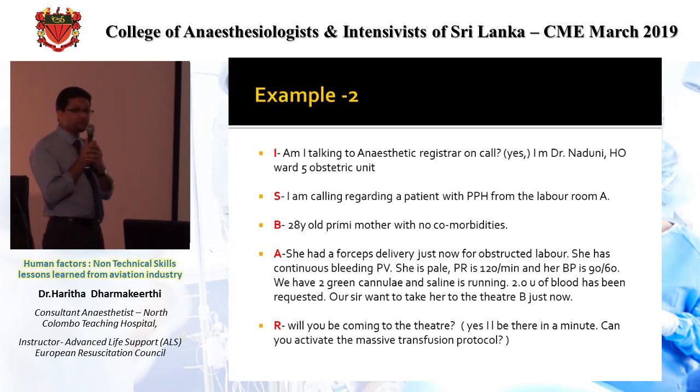She has continuous bleeding PV. She's pale, the pulse rate is 120, blood pressure is 90/60. We have 2 green cannulae and saline is running. 2 units of blood have been requested. Our sir wants to take her to theatre B now, just now. Recommendations, the House Officer's recommendations: will you be coming to the theatre? Yes, I'll be there in a minute. Can you activate the massive transfusion protocol?